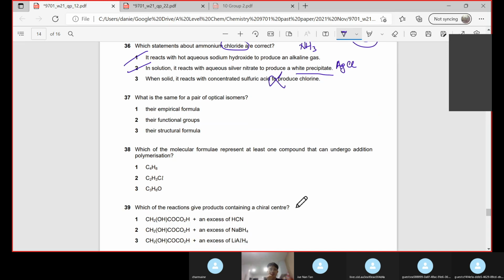What is the same for a pair of optical isomers? Optical isomers only differ in the arrangement of atoms. Okay, the only difference is arrangement of atoms. So empirical formula same, functional group same, structural formula same. So this is A.